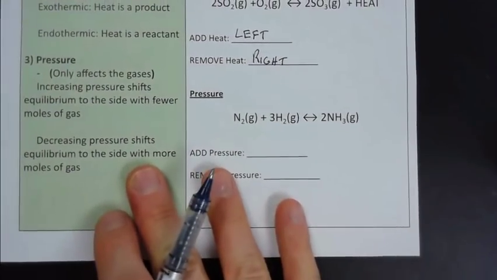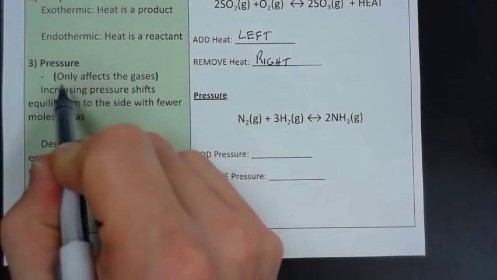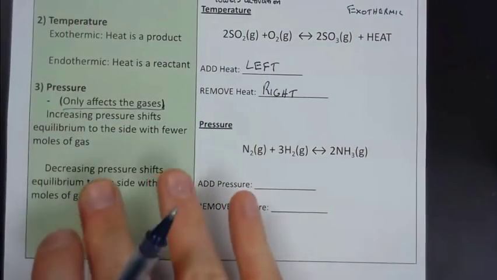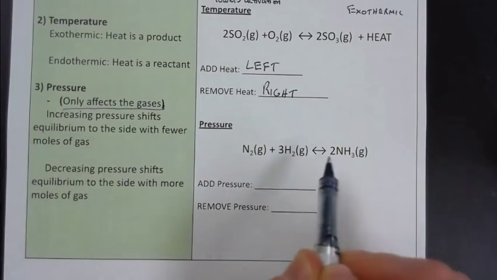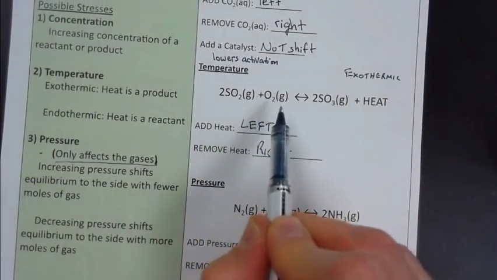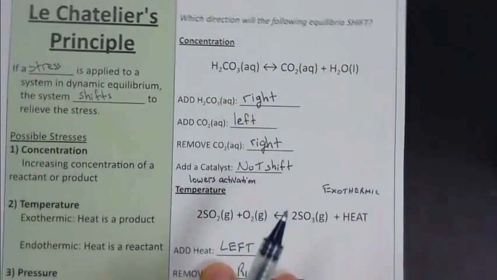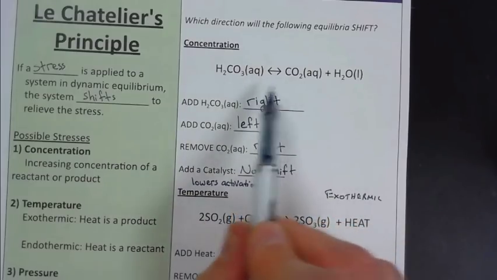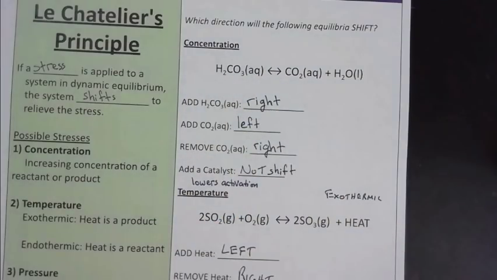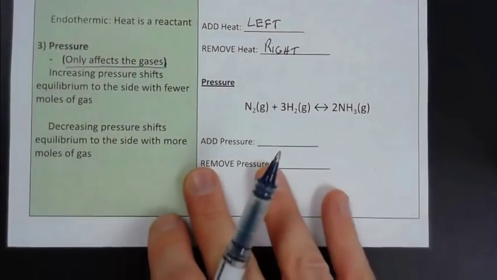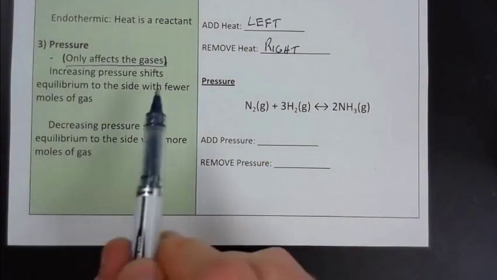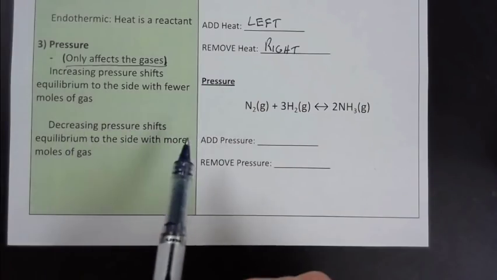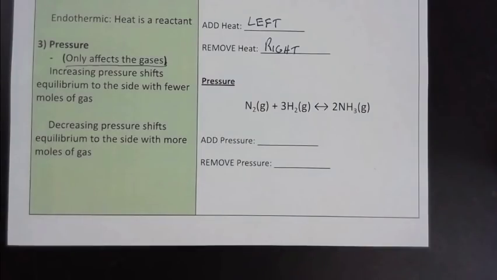And then the last example in terms of pressure, it's super important to remember that pressure only affects gases. Okay? So in this equilibrium, pressure would affect something. In this equilibrium, because we've got gases, pressure would affect something. But in this equilibrium, because there are no gases included at all based on their current state, pressure won't affect anything with this particular equilibrium. Okay? So increasing pressure shifts equilibrium to the side with fewer moles of gas, and decreasing pressure shifts equilibrium to the side with more moles of gas.